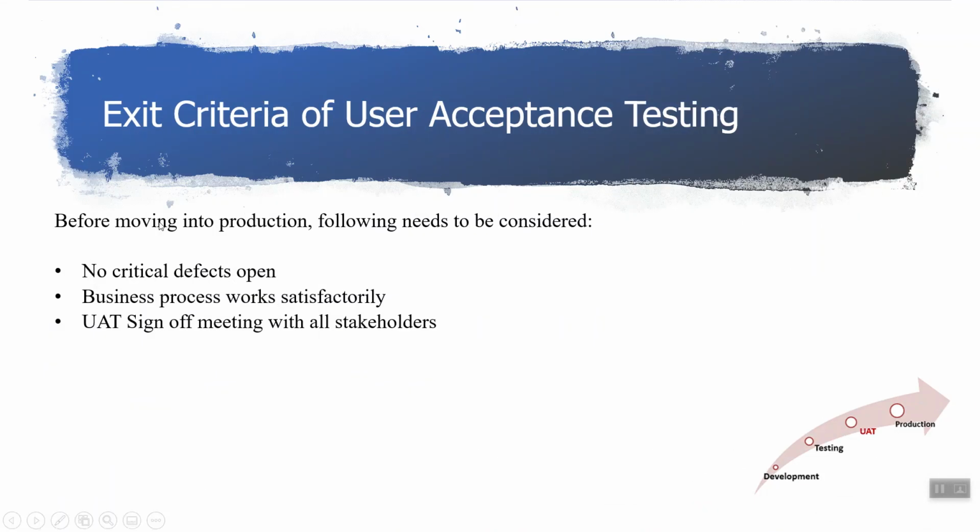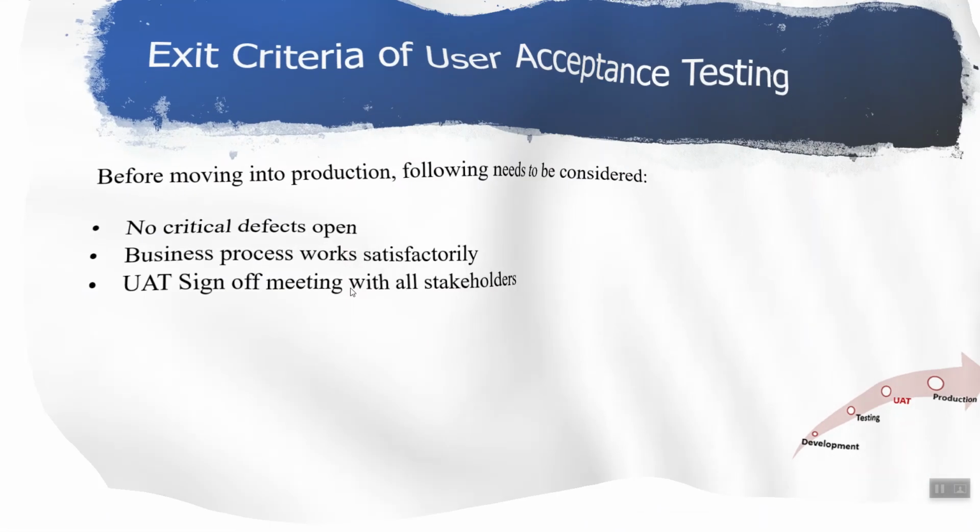The next is exit criteria for the user acceptance testing. So before moving into production, the following needs to be considered for the exit criteria. First is no critical defects open, business process works satisfactorily, and UAT sign-off meeting with all stakeholders. These points should be done before moving into the production. So it is called the exit criteria for the UAT testing.